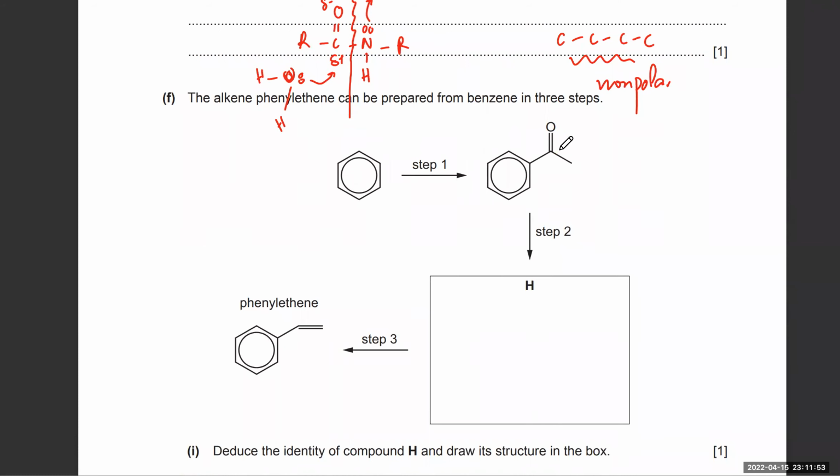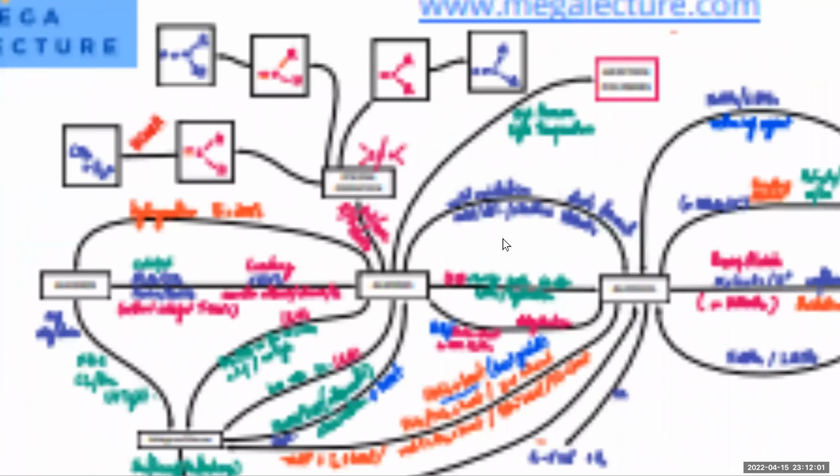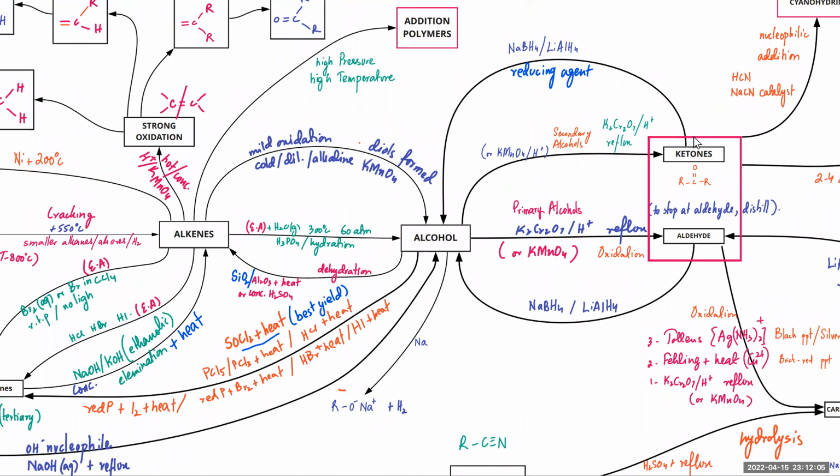So I've got a ketone over here. How do you turn a ketone into an alkene? This is AS organic. You've got a ketone over here. You're going to reduce it and turn it into an alcohol. So you use NaBH4 or LiAlH4 to turn it into an alcohol. And that alcohol can then be dehydrated to form an alkene. So the only sensible path is this one, and then go this way.